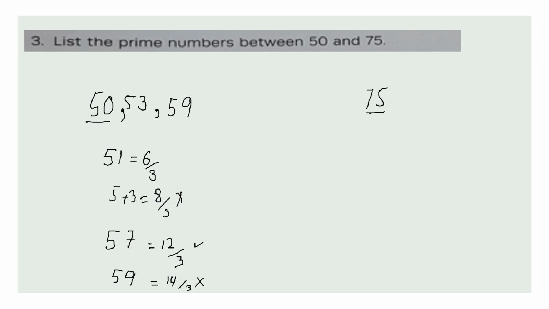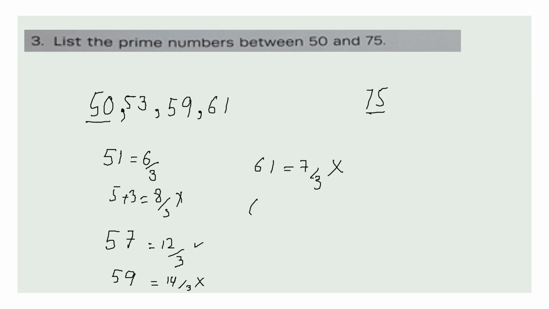And next we will not include 60 because 60 is even. What about 61? Let's add the two digits. 6 and 1 will give you 7, which is not divisible by 3, right? So 61 is there. 62 can't be there. 63 can't be there because 63 is divisible by 3. What about 64? It's even. 65, it's composite. 66, it's composite.